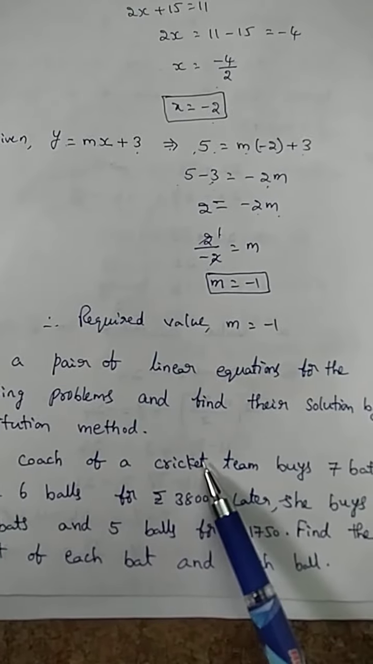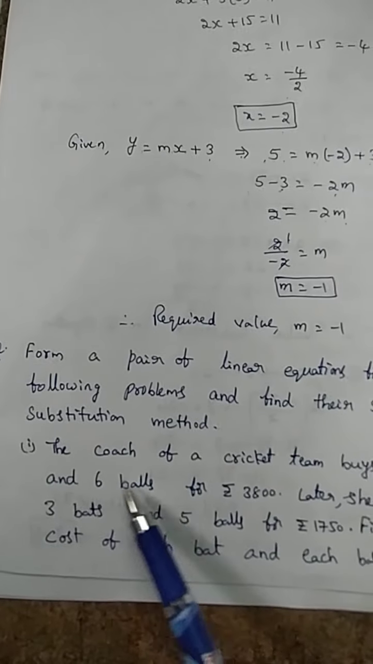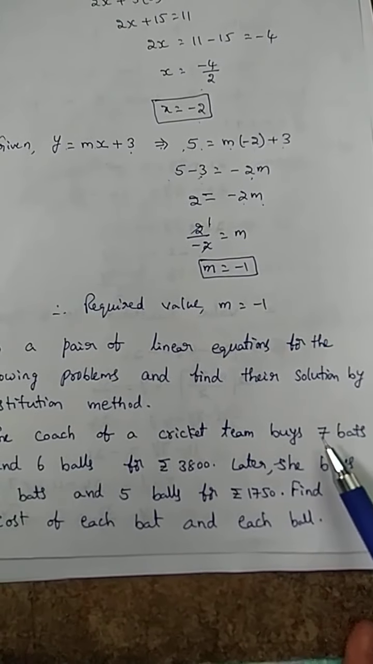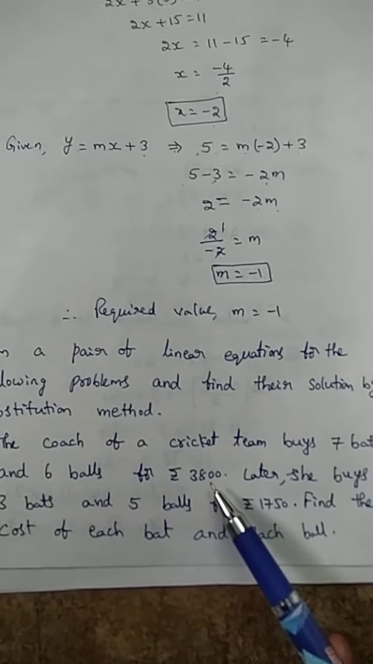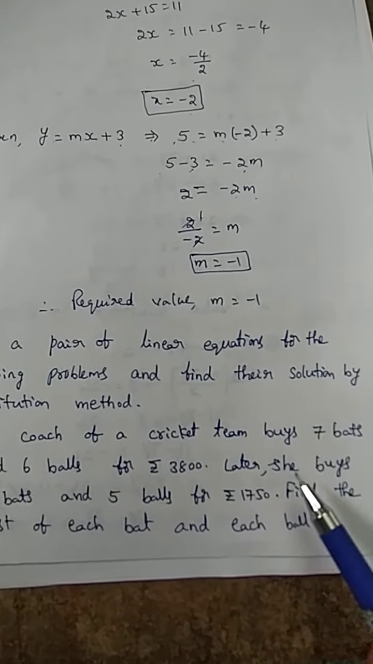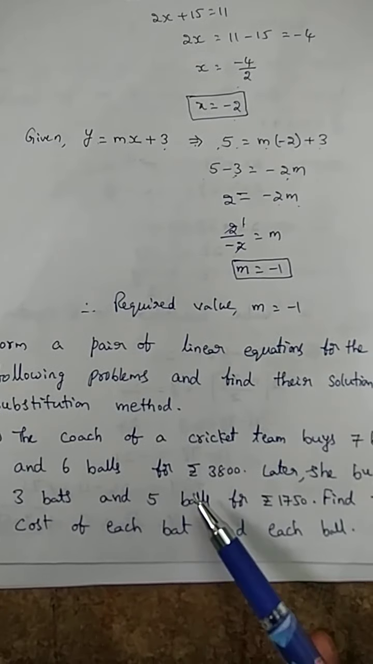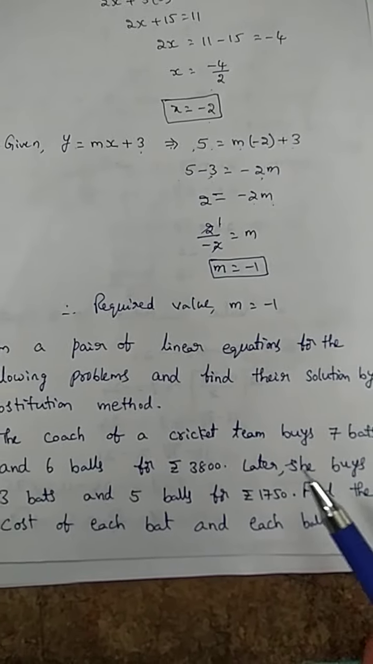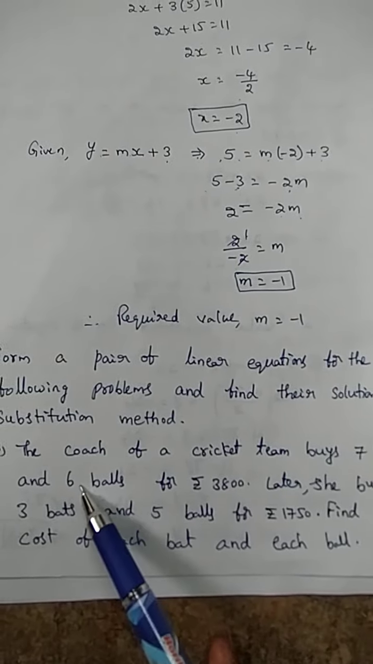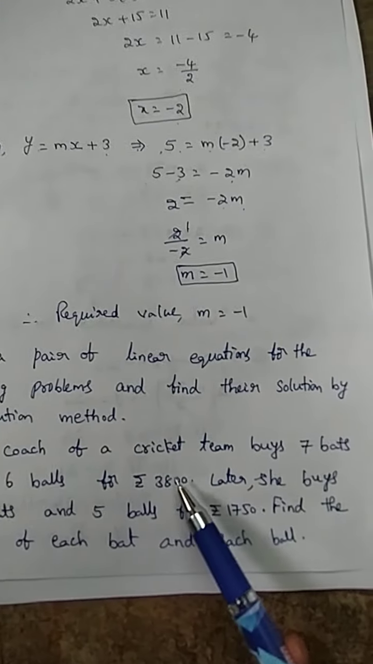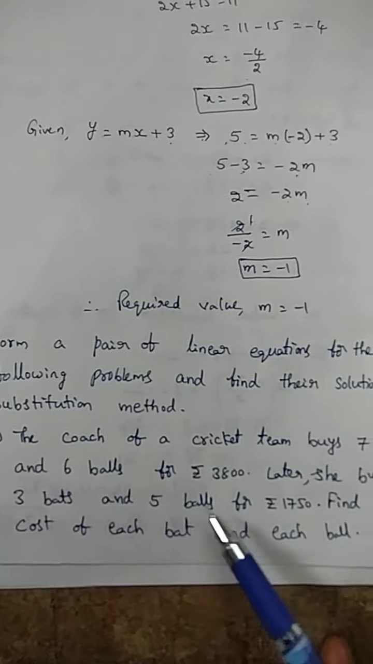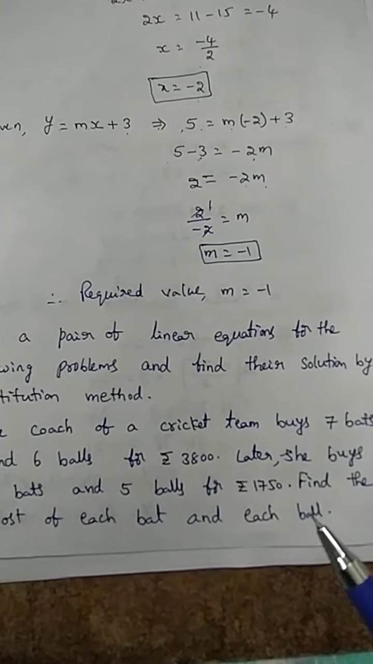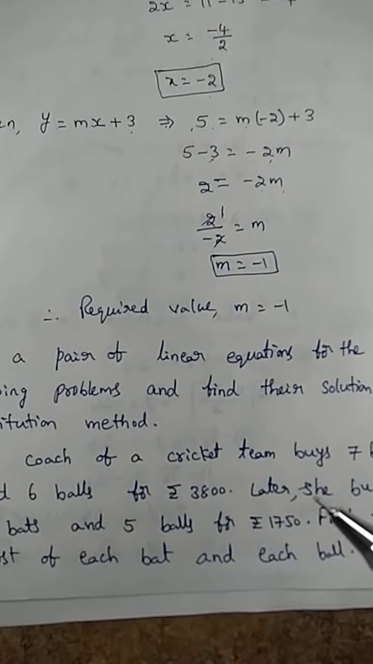The coach of a cricket team buys 7 bats and 6 balls for 3,800 rupees. So what's the cost here? For 7 bats and 6 balls the cost is 3,800 rupees. Later, she buys 3 bats and 5 balls for 1,750. The second statement: she buys 3 bats and 5 balls. In the first situation, 7 bats and 6 balls cost 3,800. Here 3 bats and 5 balls cost 1,750. Find the cost of each bat and each ball.